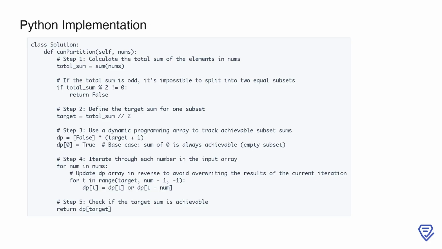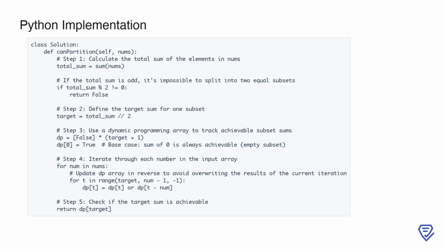For each number, it updates the dp array in reverse order, from target down to number. The reverse iteration ensures that each number is only used once in the subset sum calculation. For each possible sum t, it updates dp[t] to true if dp[t - number] is true, indicating that t can be achieved by adding number to a previously achievable sum. Step 5 checks if dp[target] is true. If so, it means the target subset sum is achievable, and the array can be partitioned into two subsets with equal sums. Otherwise, it returns false.